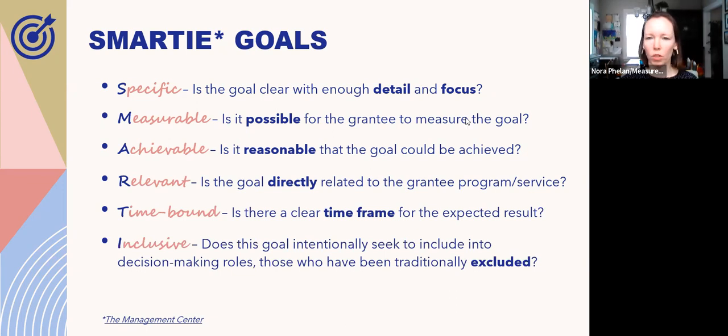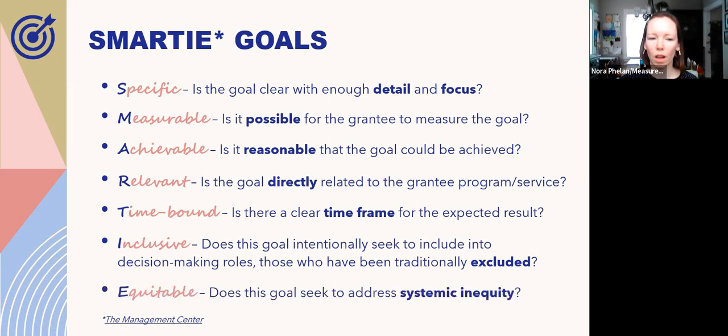Then the I, which is inclusive, and that's looking at, does this goal intentionally seek to include into decision-making roles those who have been traditionally excluded? And the last one is equitable. Does this goal seek to address systemic inequity? So as far as the first five, the SMART acronym, you really should be able to answer a clear yes to each one of these to ensure that the goals that you're developing are of good quality.